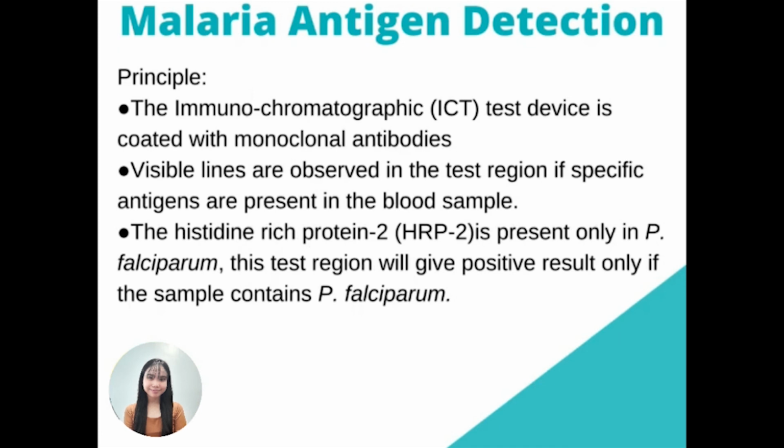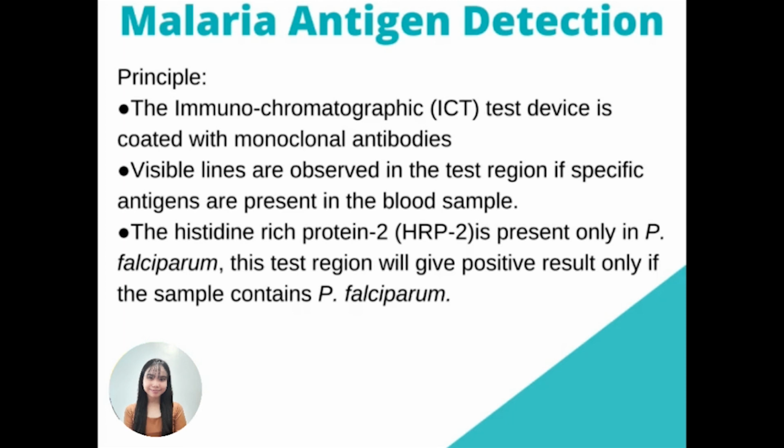Lastly, in malaria antigen detection, various test kits are available to detect antigens derived from malaria parasites. Its principle: the immunochromatographic test device is coated with monoclonal antibodies. Visible lines are observed in the test region if specific antigens are present in the blood sample.